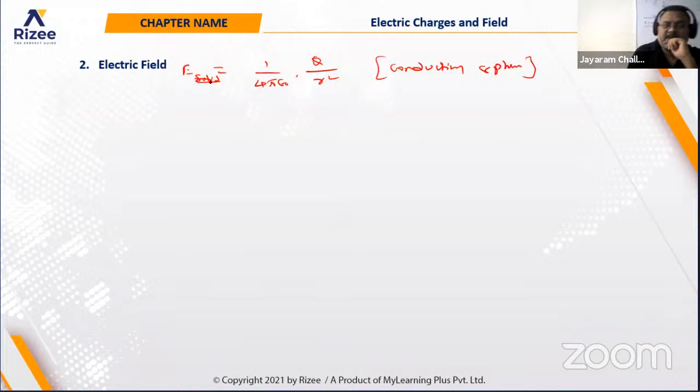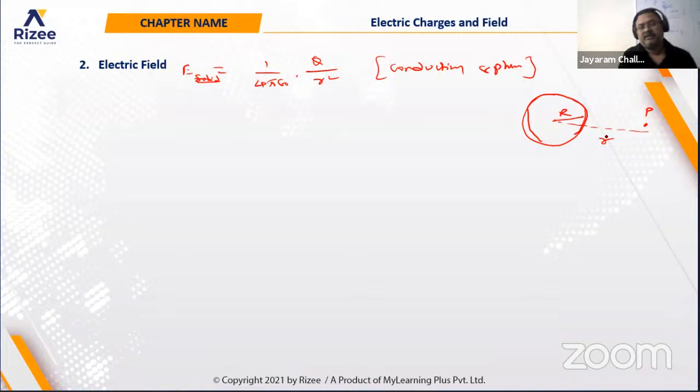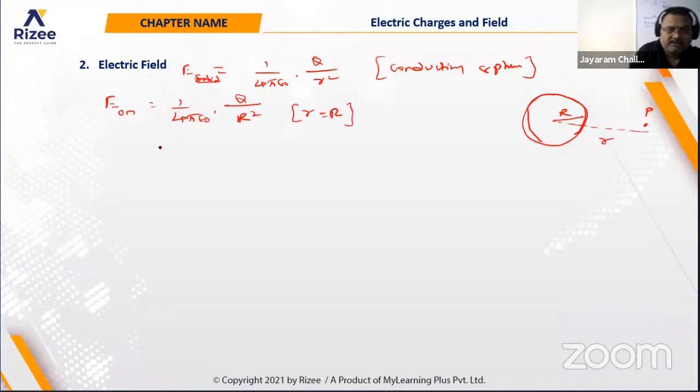So for a conducting sphere, this is the relationship for the electric field outside. If you consider a sphere of radius R and a point P outside the sphere at a distance r, then on the sphere, E will be equal to 1 by 4 pi epsilon naught into charge by capital R square, since on the sphere means small r is equal to capital R.